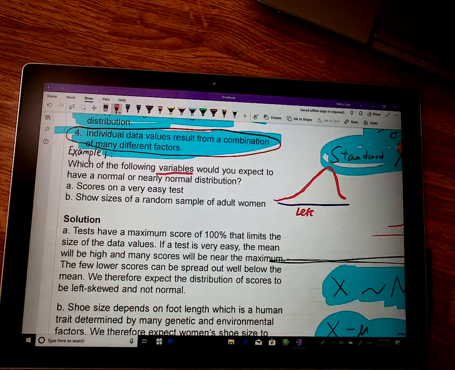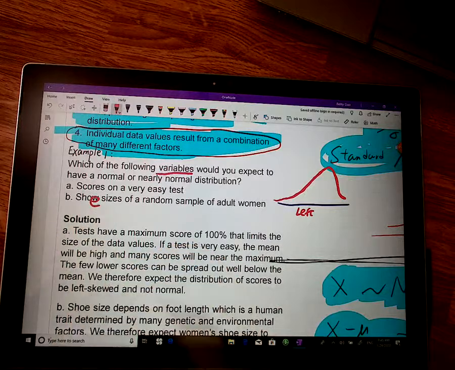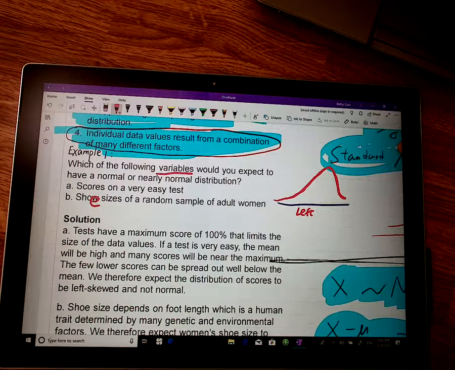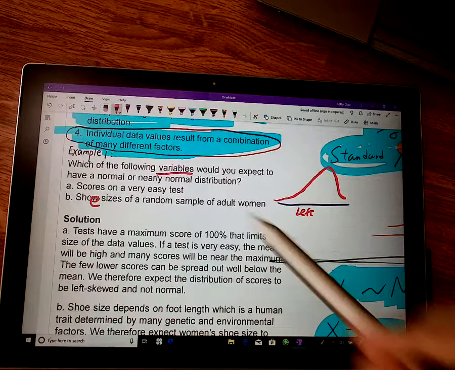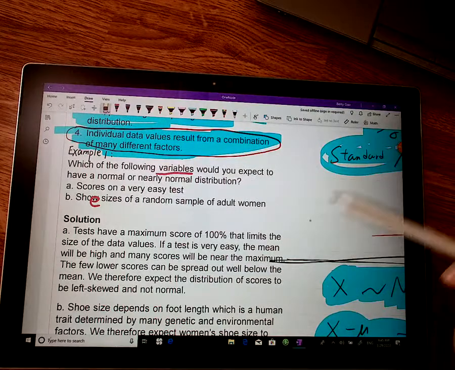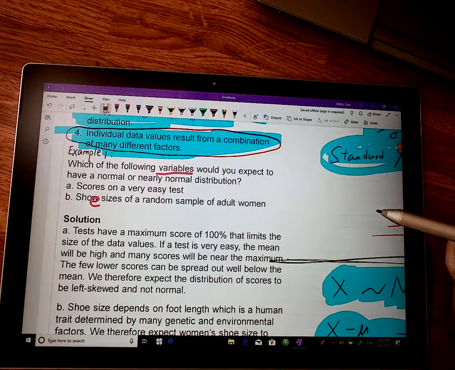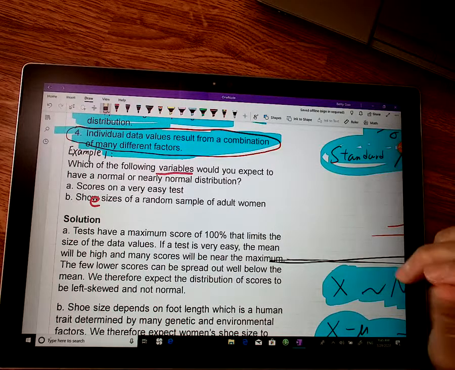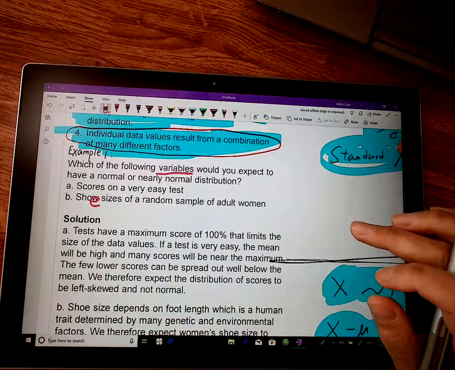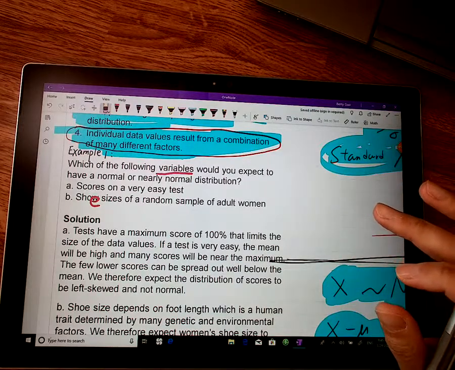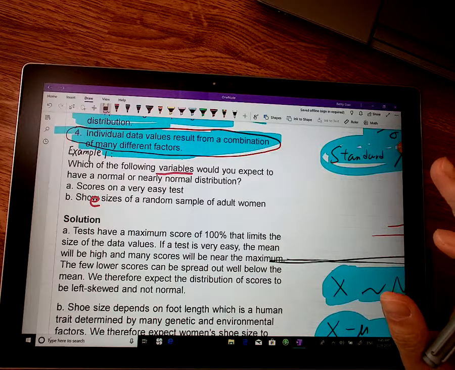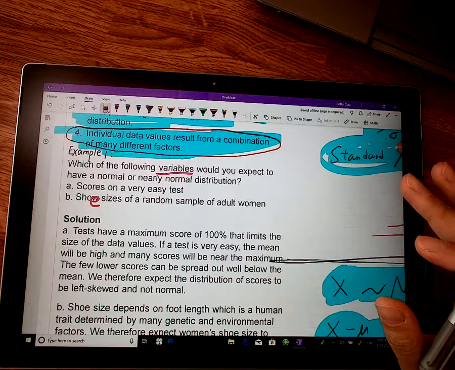Part B, shoe size. This is a typo, shoe size. Shoe sizes of a random sample of adult women. What do you think? Yeah, that is normally distributed, okay? Shoe size is kind of like people's height or weight, blood pressure, pulse rate. Those variables are normally distributed. Most people's shoe sizes are around the average. A very small portion of people have very big feet, and a very small portion have small feet.